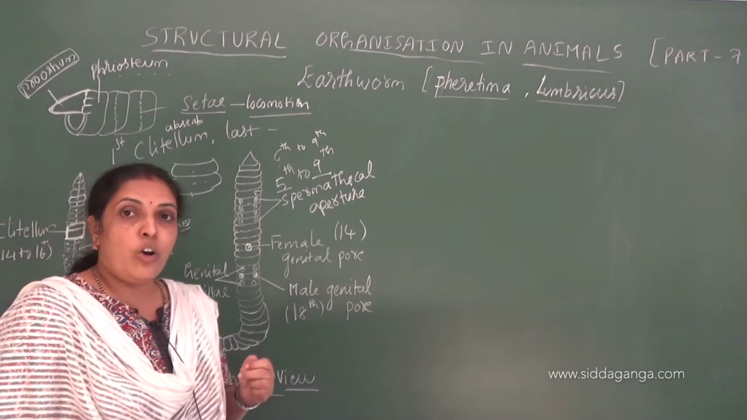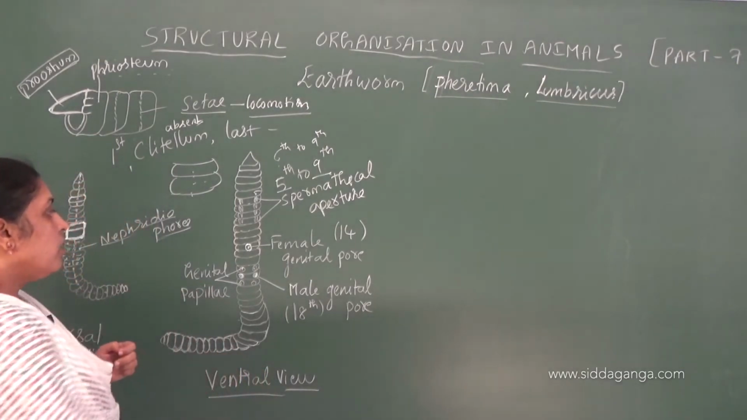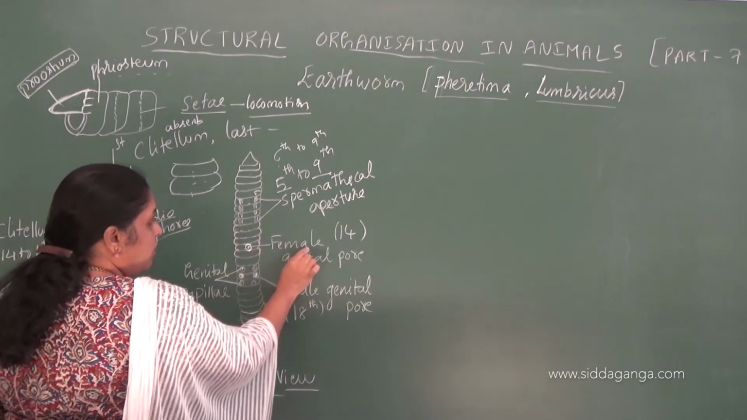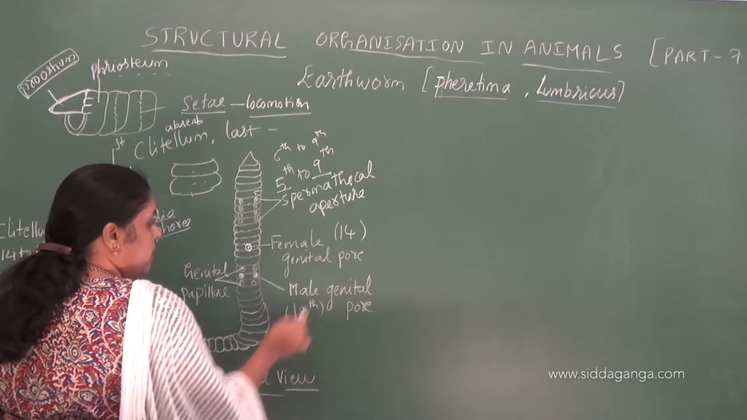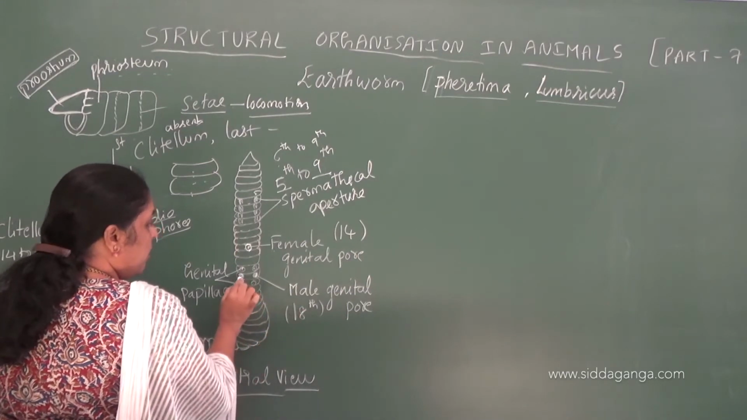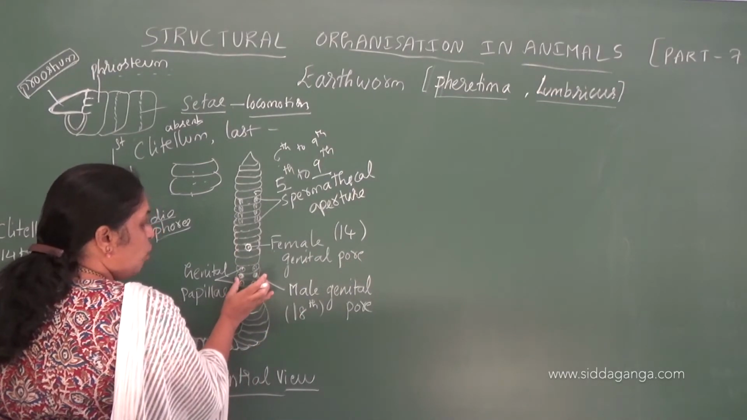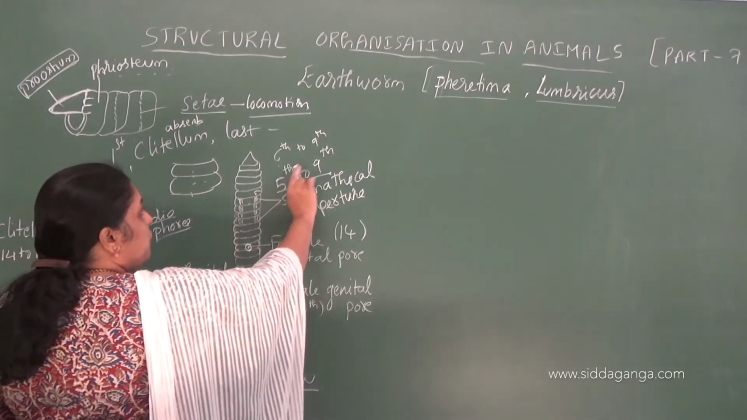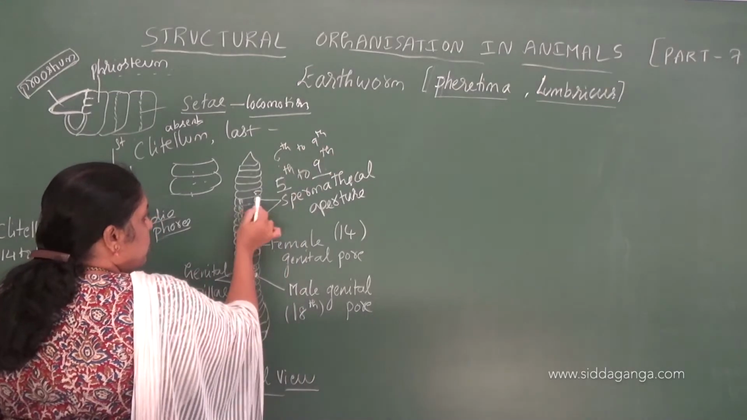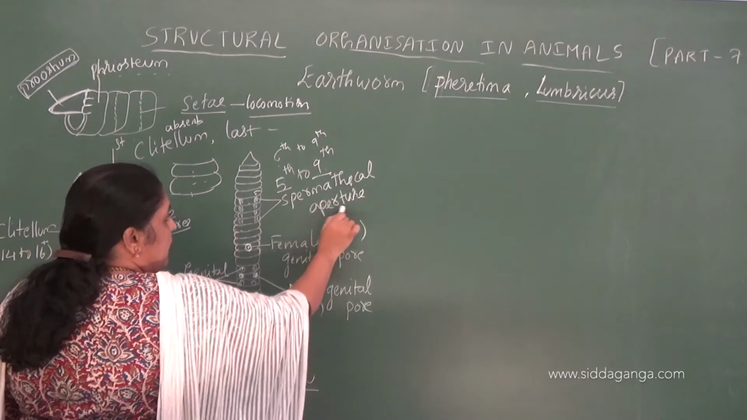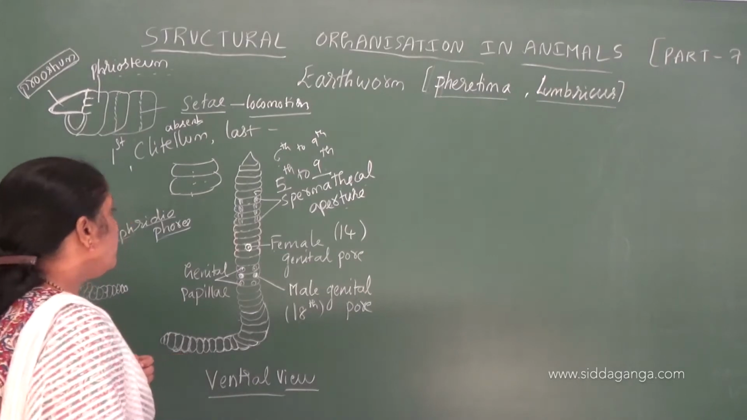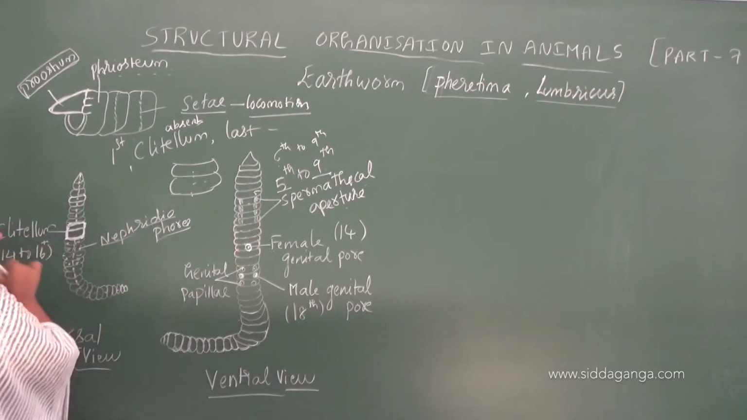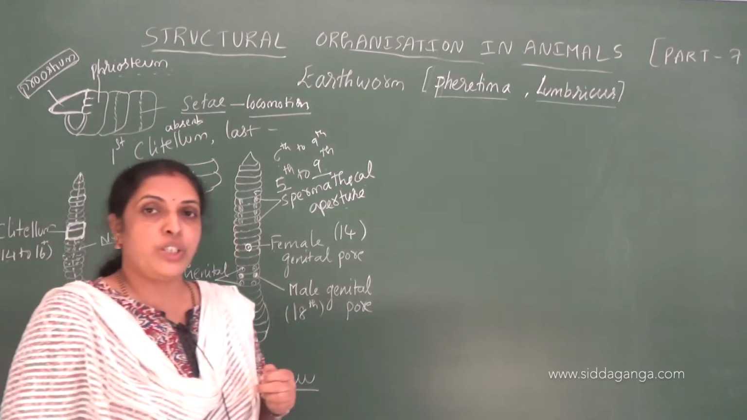So for CET or board, you have to remember that on the mid ventral side we see one female genital pore on the 14th segment, and on the 18th segment on the ventrolateral side we see two openings, or a pair of male genital pores. Between 5th to 9th or 6th to 9th on the ventrolateral side, we see spermathecal apertures. Understood. The clitellum is present between the 14th to 16th segment, which helps in cocoon formation.